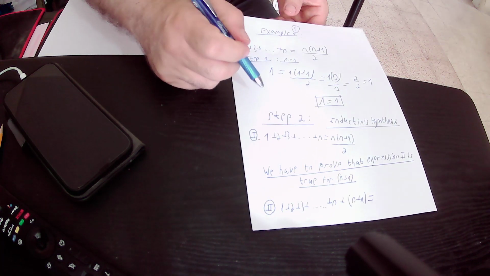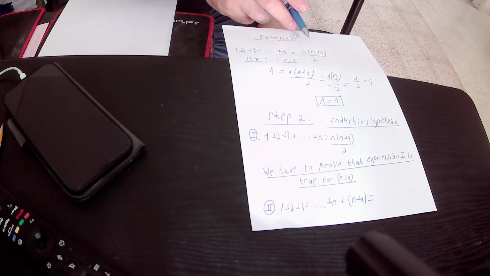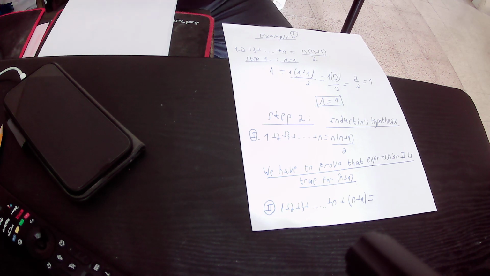So in this statement, wherever is written n, we will write n plus 1, because we need to prove that this statement is true for n plus 1. So wherever it is written n, we will write n plus 1. So here it will be n plus 1 times n plus 1 plus 1. Okay?